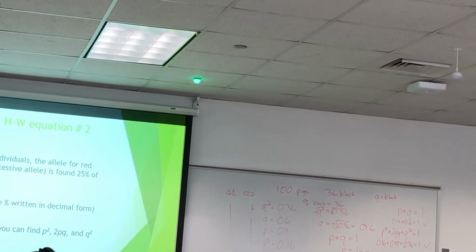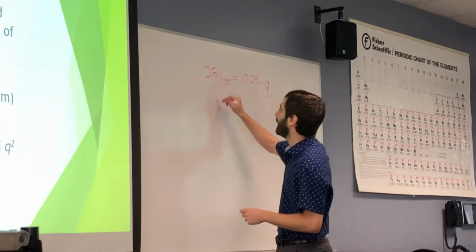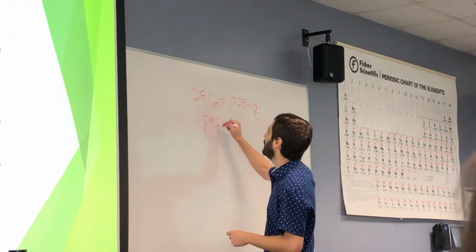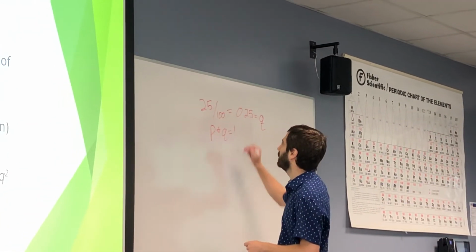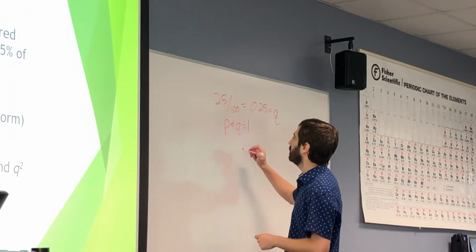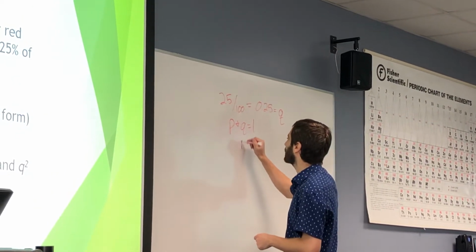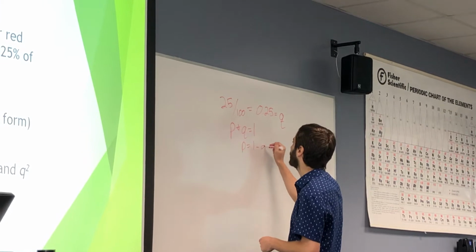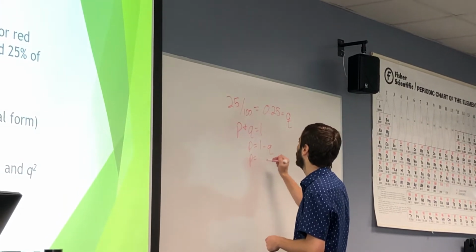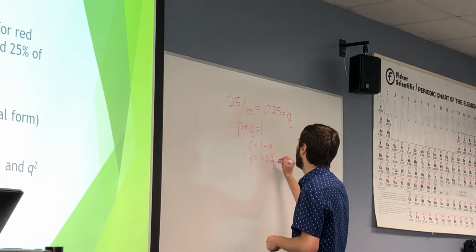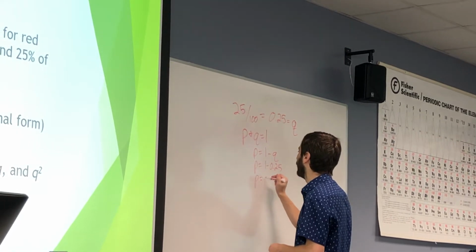And you kind of work your way down. So from q, you can immediately use again, just like we did before, that p plus q equals 1 equation. We know what q is, so we can subtract q from both sides. P equals 1 minus q. And so p is just going to be 0.75.